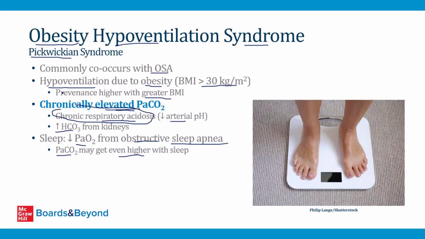It usually happens to patients who are significantly obese. And in these patients, when you measure their blood chemistry, you will find a high bicarb. And if you do a blood gas, they have a high PaCO2, and it's just because they are chronically hypoventilating related to obesity. And that concludes our module on sleep apnea.